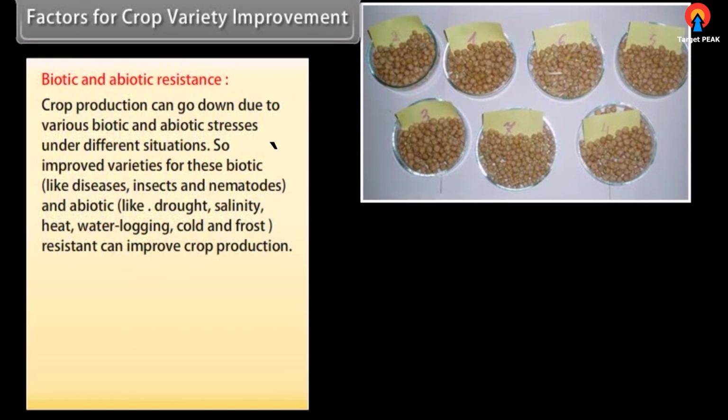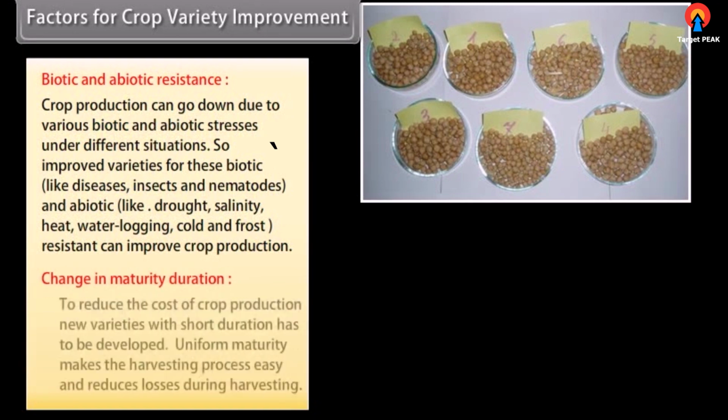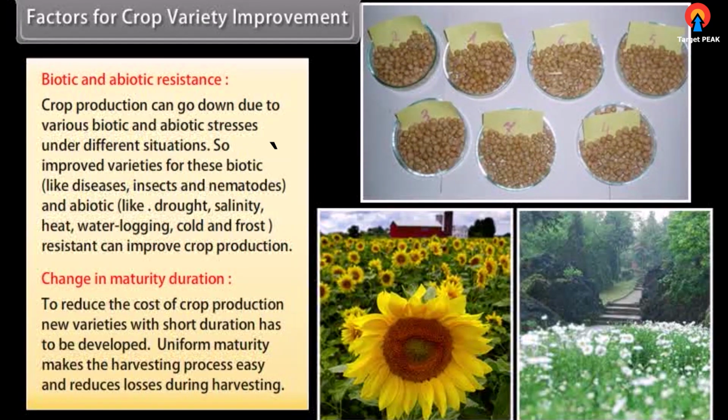Biotic and abiotic resistance. Crop production can go down due to various biotic and abiotic stresses under different situations. So, improved varieties for these biotic, like diseases, insects, and nematodes, and abiotic, like drought, salinity, heat, waterlogging, cold and frost resistant, can improve crop production. Change in maturity duration. To reduce the cost of crop production, new varieties with short duration has to be developed. Uniform maturity makes the harvesting process easy and reduces losses during harvesting.